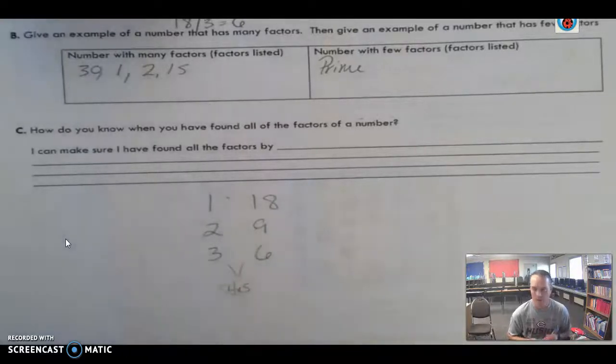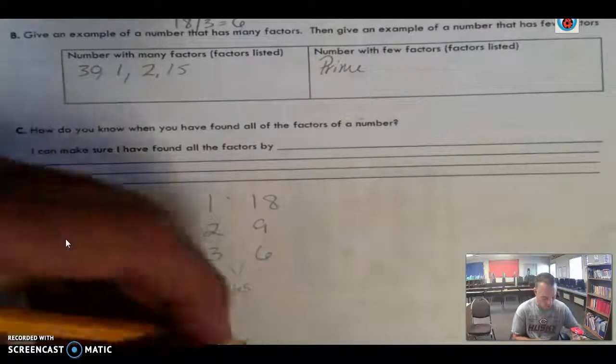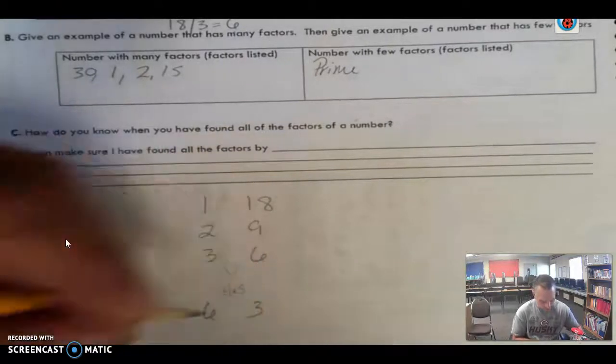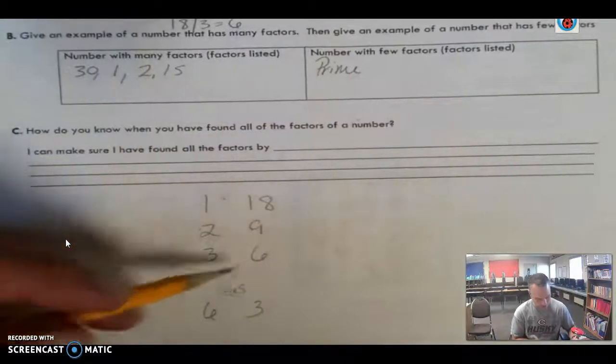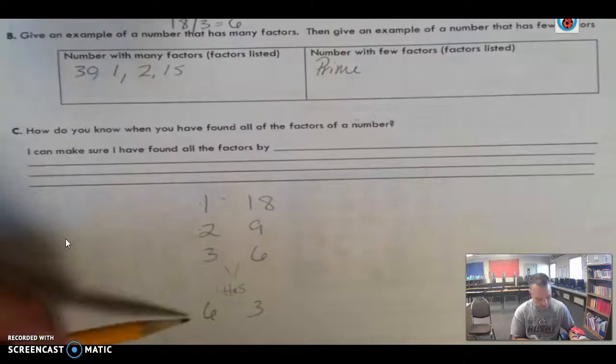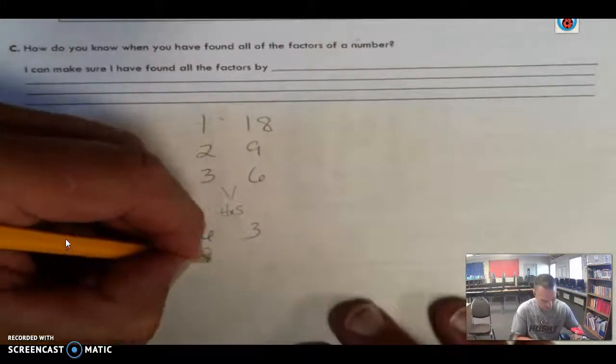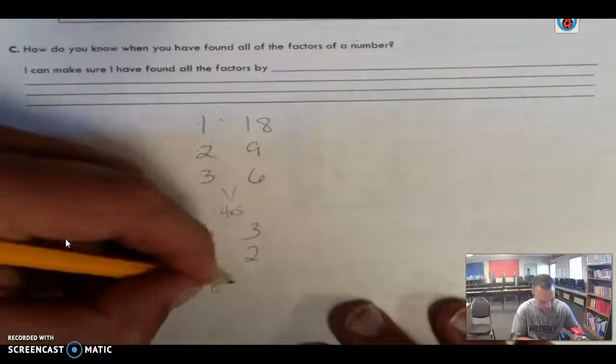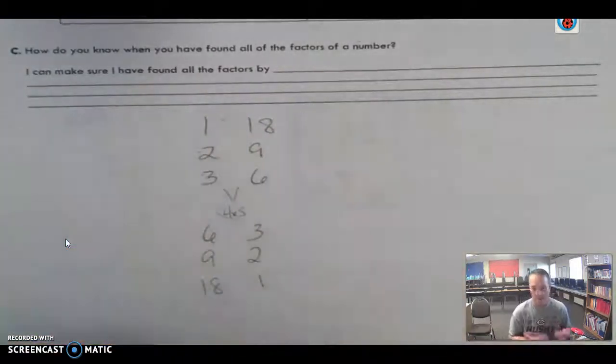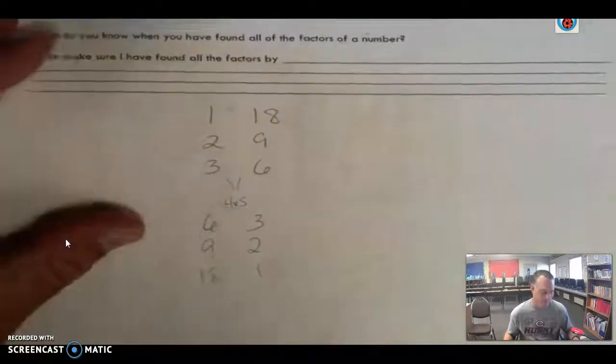So once you have gotten them all, or once you start noticing that they've reversed, so we go 1, 2, 3. 3 times 6 is 18. 6 times 3. 9 times 2. And 18 times 1. Once they do that flip, then that's how we found all the factors. So go ahead and write that in.